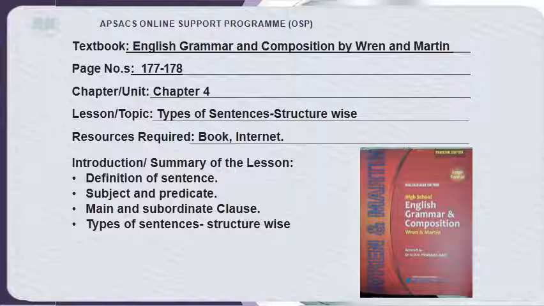So students, we are going to review the definition of a sentence again today. Then we talk about subject and predicate. We will discuss what the main and subordinate clause are and their difference as well. Then the main topic, the types of sentence. We will discuss types of sentence according to their structure.